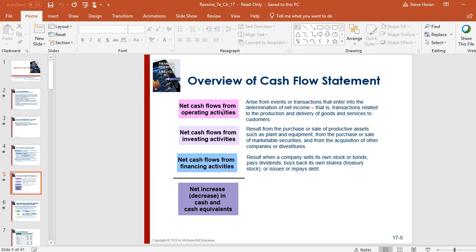That's their operations. Then from investing, think about long-term property, plant, and equipment, or long-term marketable securities.